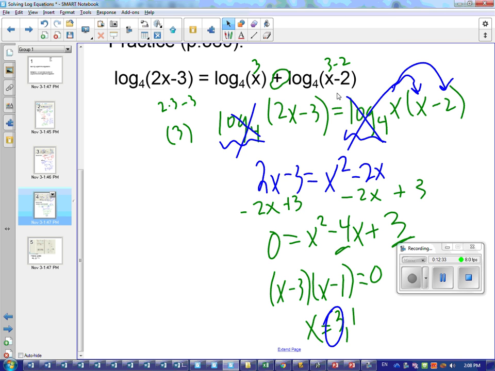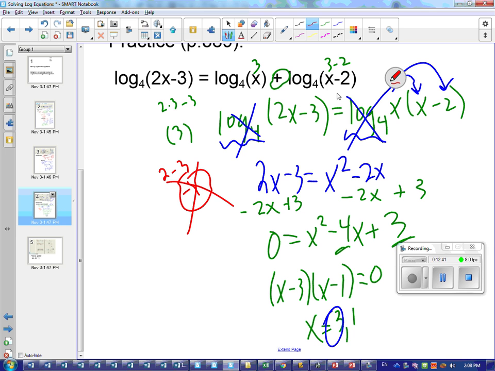Now let me plug 1 in. So 2 times 1 is 2, minus 3 is -1. Oops, can't take the log of a negative number. I don't even need to continue checking. 1 is an extraneous solution. So the only solution is 3.